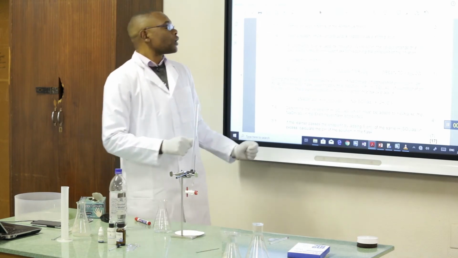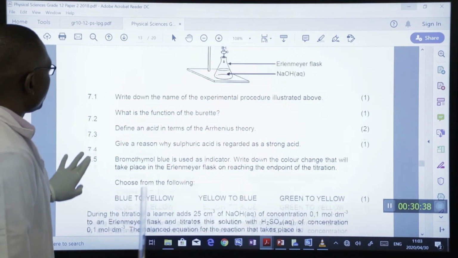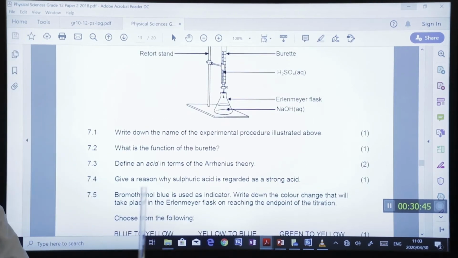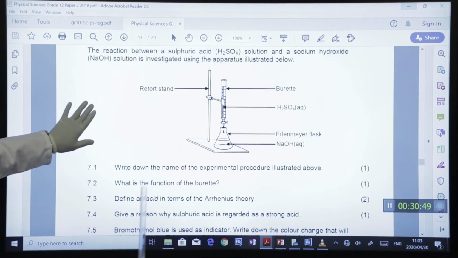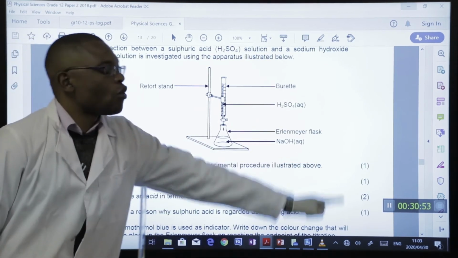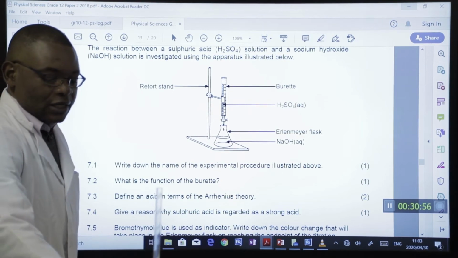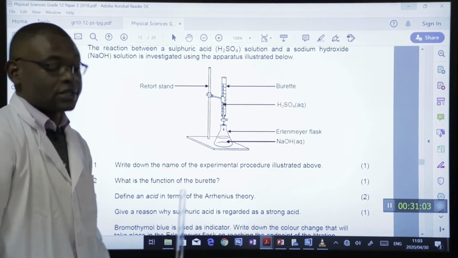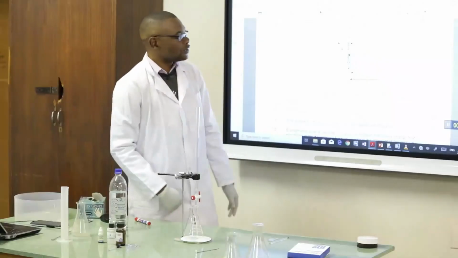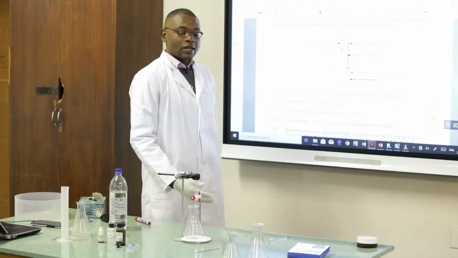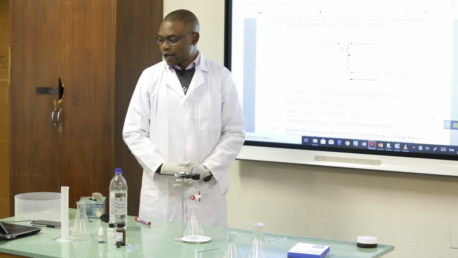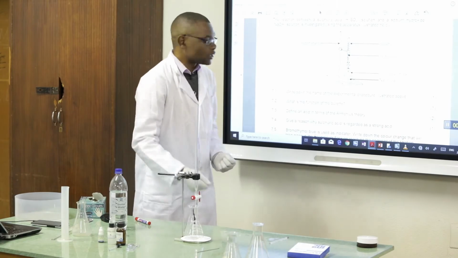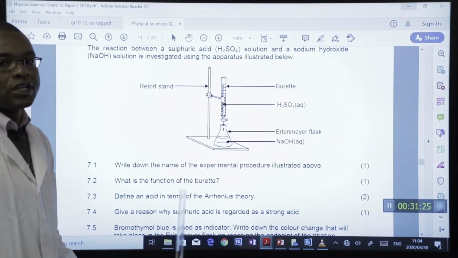So boys and girls, let's see what we are going to have here before we perform the experiment. The first question is asking us, write down the name of the experimental procedure illustrated above. This is just 1 mark. So immediately you see this kind of a setup, what comes to your mind? You have seen it in your textbooks, and your teachers maybe have demonstrated this on the teacher's table while you are observing what is happening. So you can actually see that this is a simple titration setup for volumetric analysis of a substance which is unknown in terms of its concentration.